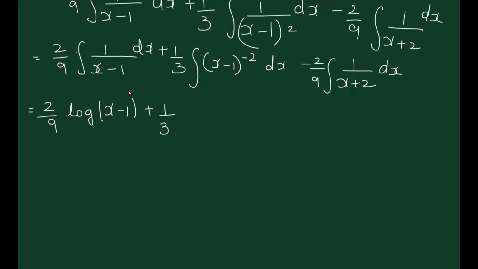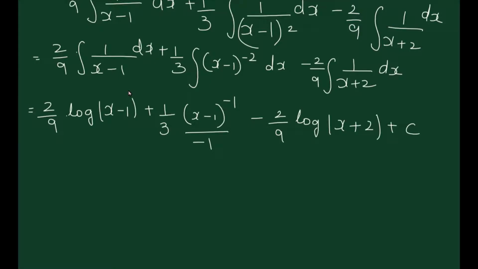Now here x minus 1 raised to minus 2. So we use the formula for x raised to n in integration. Okay, the integration of x raised to n is x raised to n plus 1 upon n plus 1. So we get over here x minus 1 raised to minus 2 plus 1, that is minus 1 upon again minus 2 plus 1, which becomes minus 1. I hope you remember that. Minus 2 upon 9, here it is 1 upon x plus 2. So log mod of x plus 2. Now that we have solved it, we can write plus c over here.